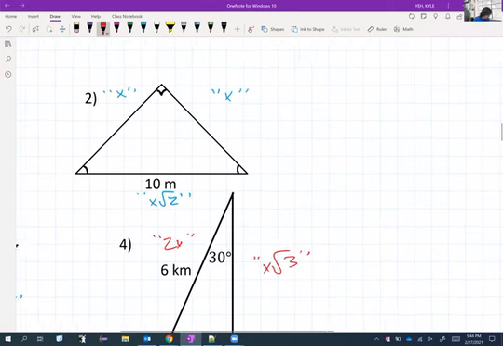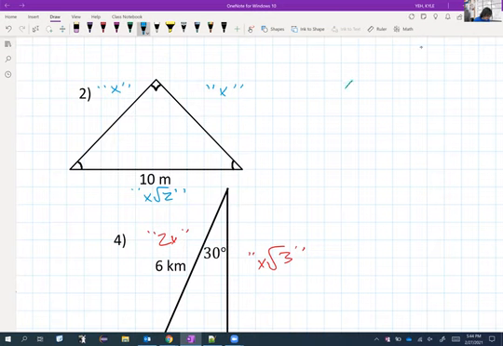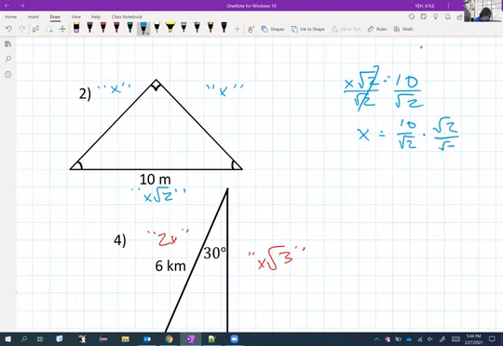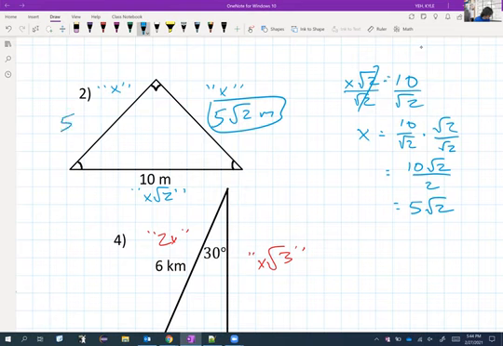Number 2, little bit more legwork, not too much though. I know that x root 2 equaled 10 meters. Divide by root 2 on both sides. Root 2, not root 10. X equals 10 over root 2. Multiply by that root 2 over root 2 because we don't want a radical on the bottom. This step should be becoming really familiar. 10 root 2 over 2, because root 2 times root 2 is 2, which means we're at 5 root 2. 10 divided by 2 is just 5. So 5 root 2 meters for each of these legs.